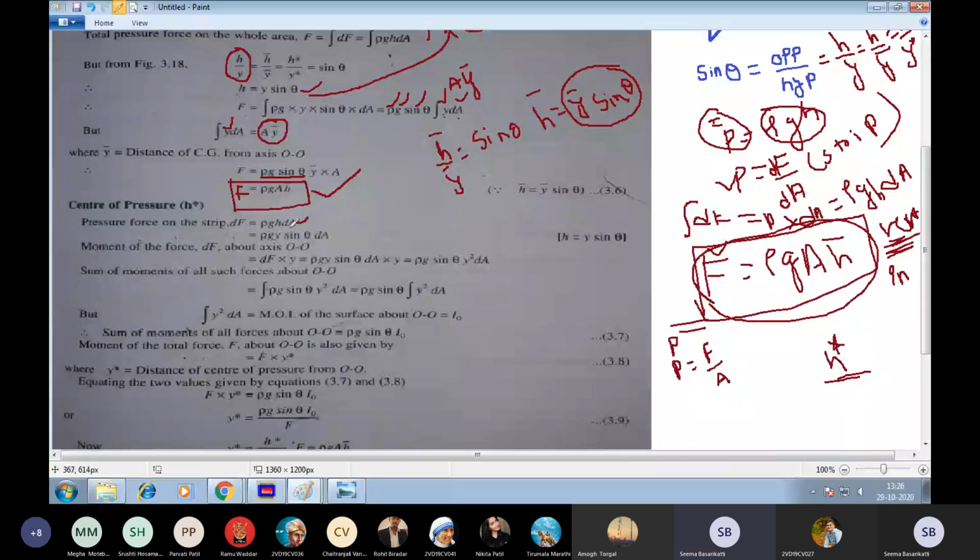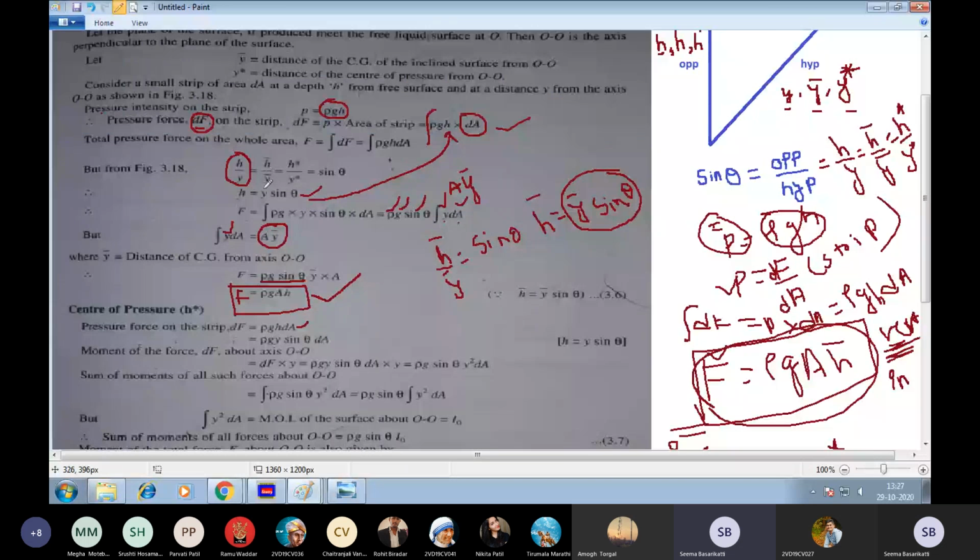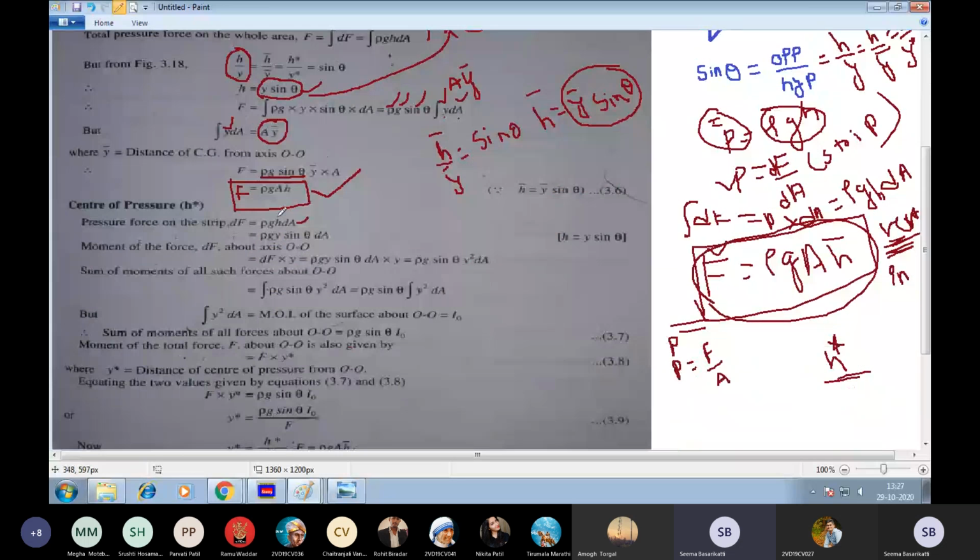Where rho g h is pressure, and A is the cross sectional area of the strip, that is taken as dA. So rho into g, and in place of h, I am going to substitute y sine theta, and dA will remain as it is.